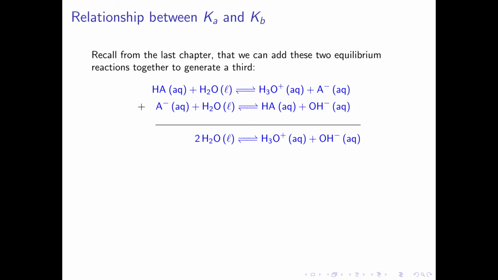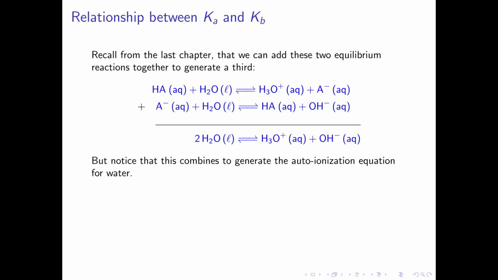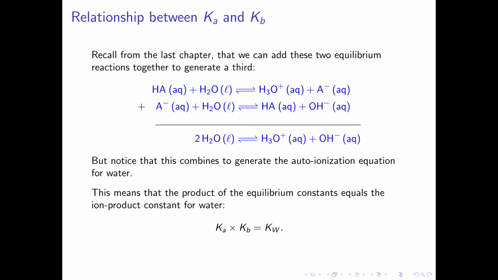Recall from the previous chapter that when we have two equilibrium reactions, we can add them together to generate a third. So let's add together our HA acid reaction with our A- base reaction. Notice that the HA and A- occur on both sides and therefore cancel. When we add them together, we end up with two waters forming an equilibrium, a hydronium ion and a hydroxide ion. But notice that this combines to generate the autoionization equation for water. This means that the product of the equilibrium constants equals the ion product constant for water, or Ka times Kb is equal to Kw.